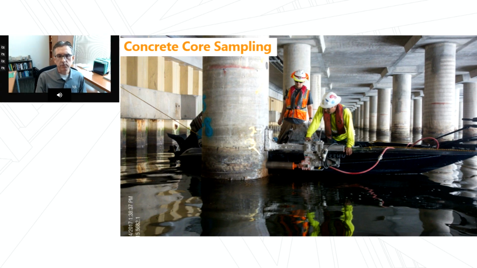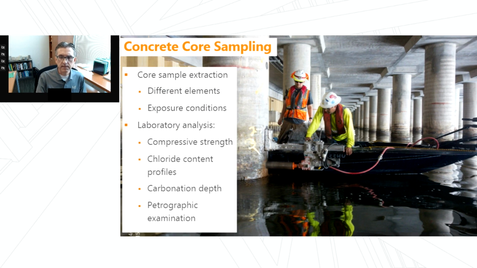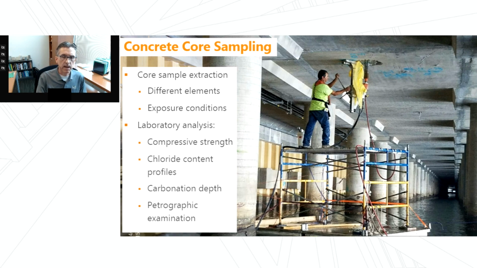After we've completed the non-destructive testing and the corrosion rate measurements or half-cell potential measurements, we switch into sampling roles. And for a concrete structure, we're primarily focusing on sampling concrete cores. Here we're going to sample cores from different elements in the structure, as well as different exposure conditions. This photograph here shows taking a core from a drilled shaft within the tidal zone at low tide. The second photograph here shows taking a core from the underside of the deck, which would be considered in the atmospheric zone of the structure.